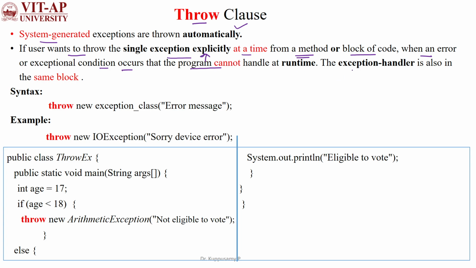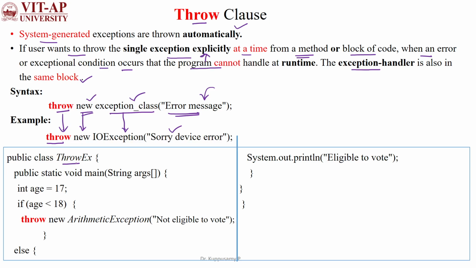block of code. Then the exception handler can also be used inside the same block or outside of that block. Here the syntax is given: throw is the keyword, then new is the keyword, then Exception_class, any exception class we can use, then the notification message to the user. The example is given here: throw keyword, then new keyword, then exception class. Here I am using IOException, then the error message for notification to the user.